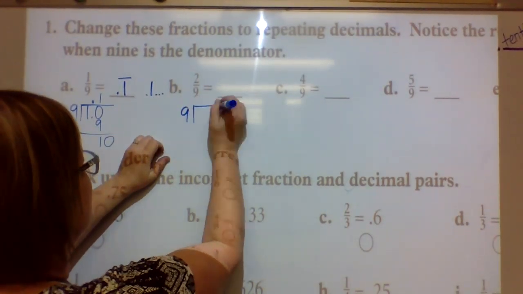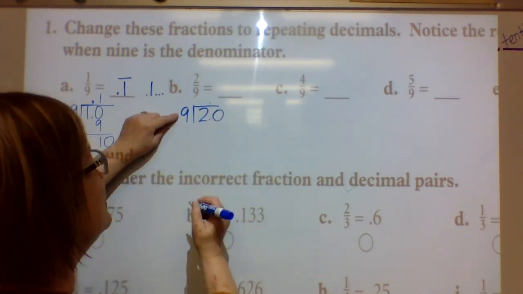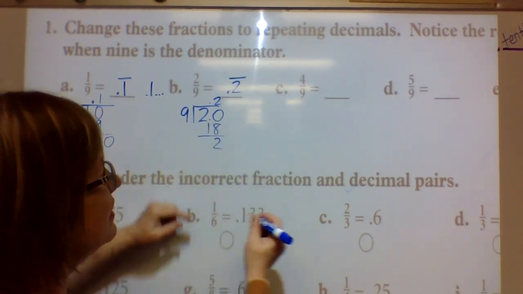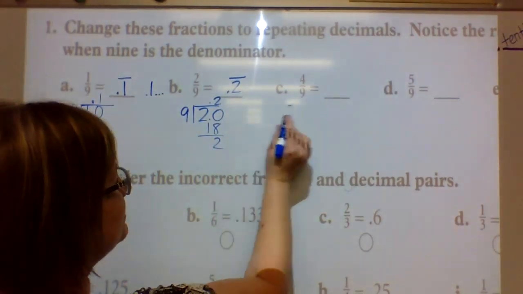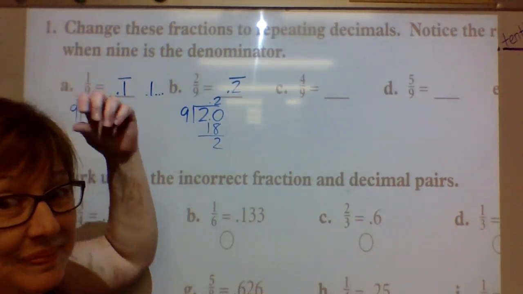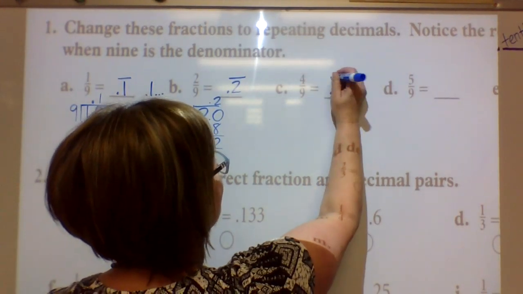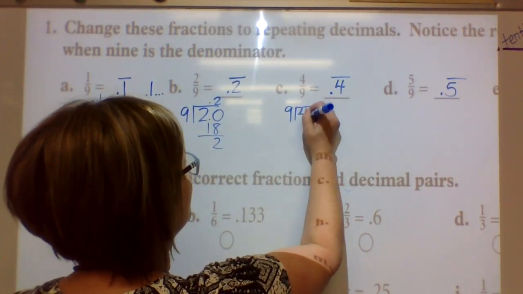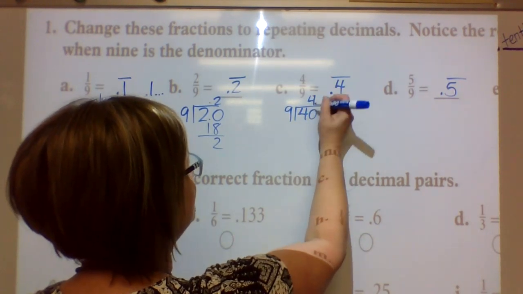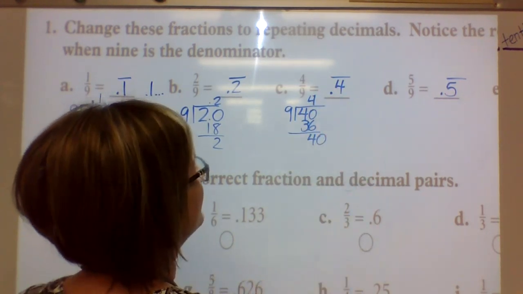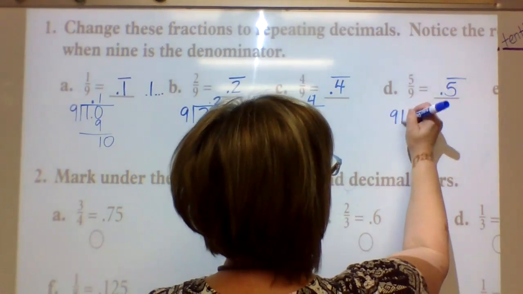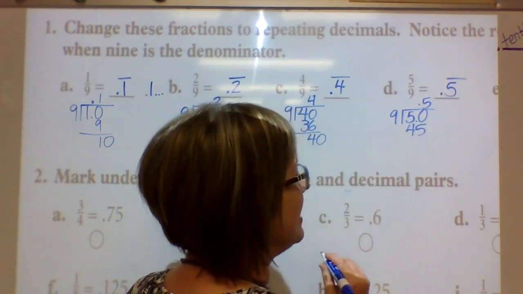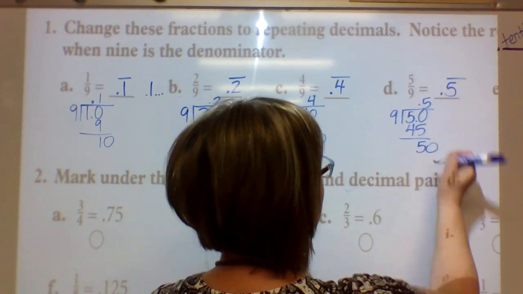9 goes into 2, or I should say it doesn't. 2 times 9 is 18, so 0.222. What do you get? Look, judging by those, what do you think 4/9 and 5/9 are going to be? Yeah, it's going to be 0.4 and it's going to be 0.5, I betcha. Let's just double check. 9 into 4. 9 goes into it 4 times. 36, and yada, yada, yada. 9 goes into 5, 5 times, because it's really close to 10. I guess that's why. Okay?